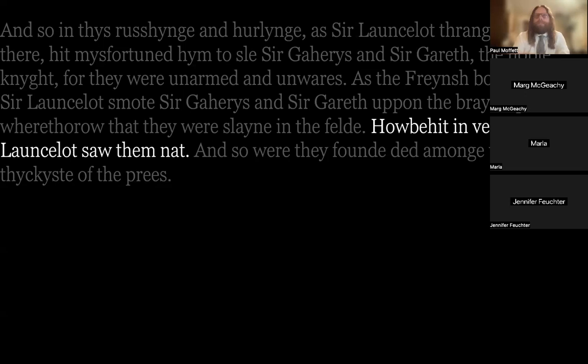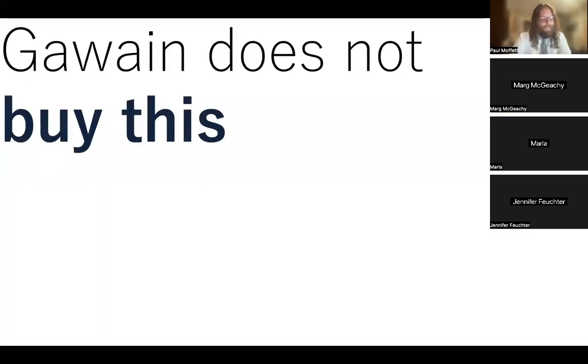And some critics have argued pretty emphatically that Lancelot wouldn't have been able to recognize them necessarily because the helmet doesn't just stop him from being seen. It really limits his field of vision. Gawain, however, does not buy this story. Gawain refuses to accept Lancelot's apology, refuses to make peace with Lancelot, refuses to believe that such a good knight as Lancelot would be unable to prevent himself from killing people around him.